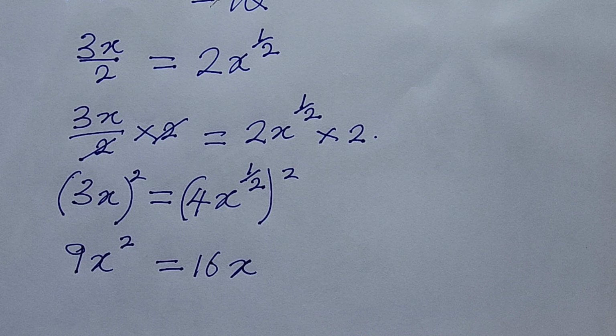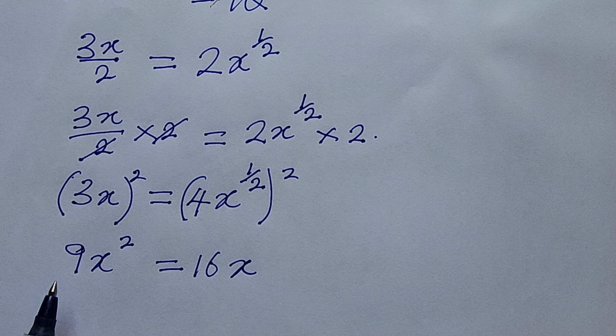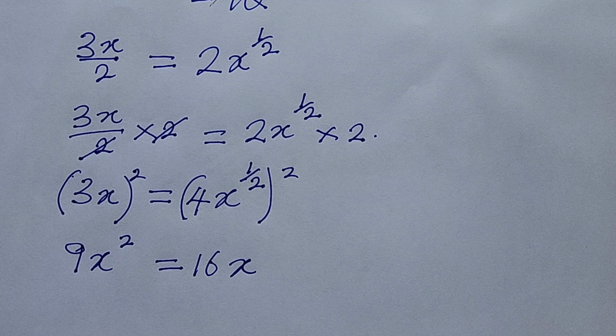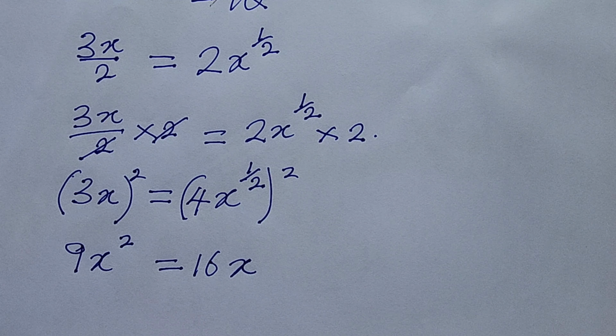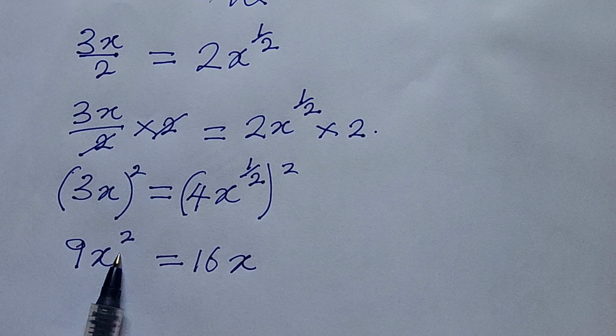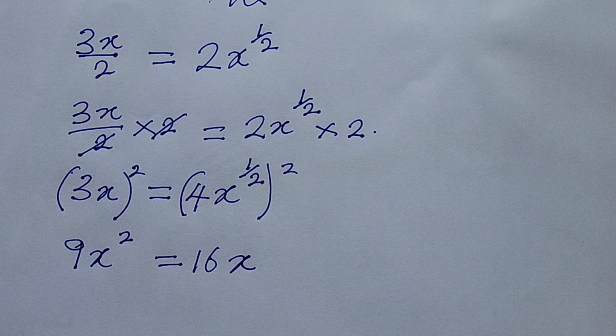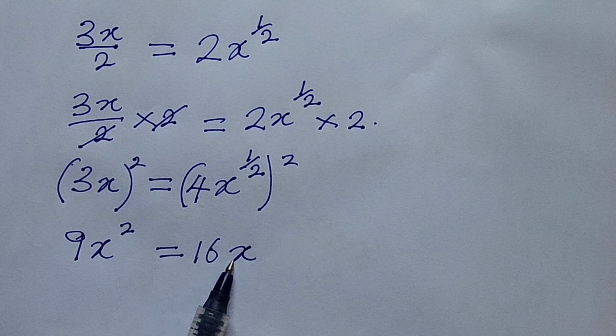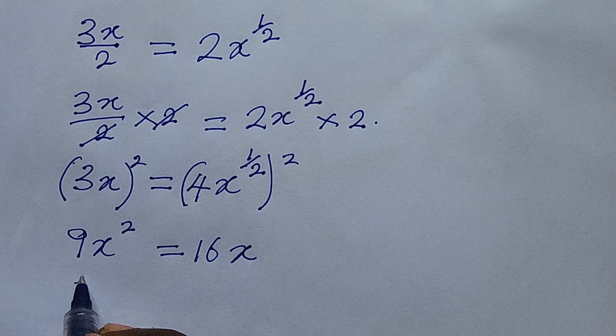At this point, if you decide to divide through by x, then you're going to come up with just one solution, which is one root. But what we have here suggests that we have two roots. So how do we solve for the two roots? We just have to move this to this side of the equation.